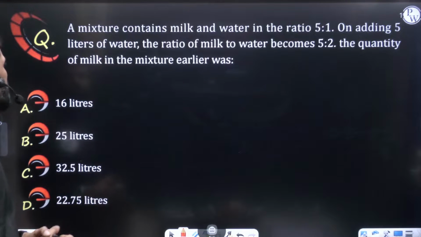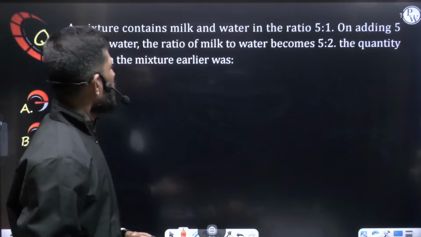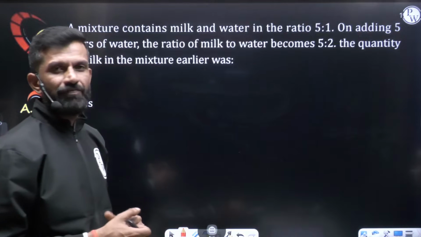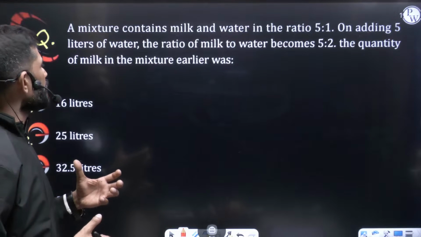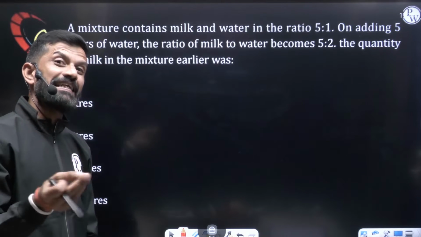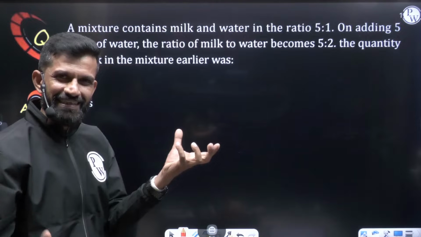Let's see the next question. A mixture contains milk and water in the ratio of 5:1. On adding 5 liters of water, the ratio of milk and water becomes 5:2. The quantity of milk in the mixture earlier was? Now what they are doing is, in one mixture, they are adding water.